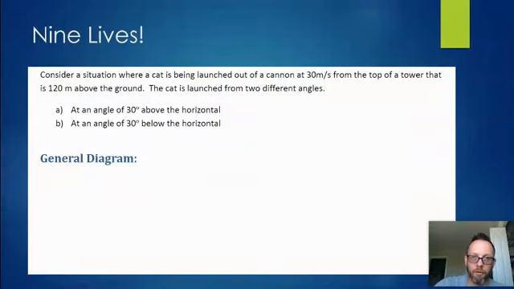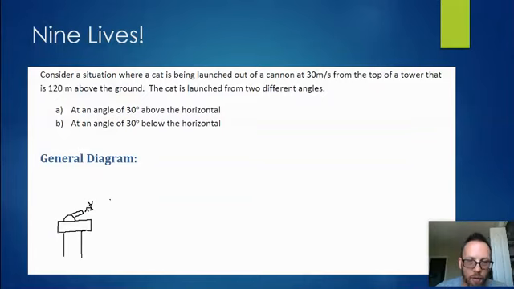So here's our first situation. We have a cat being launched out of a cannon, and this cannon is located on top of a tower, 120 meters above the ground. We're going to launch the cat from a 30-degree angle above the horizontal and below. I'm not very good at drawing towers, but let's say there's a tower, and we have our cannon, and our cat is launched out of the cannon.